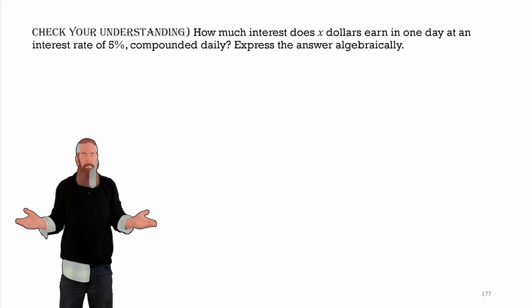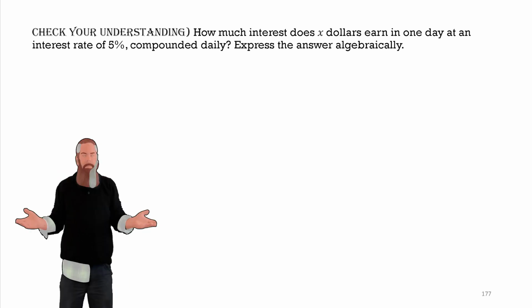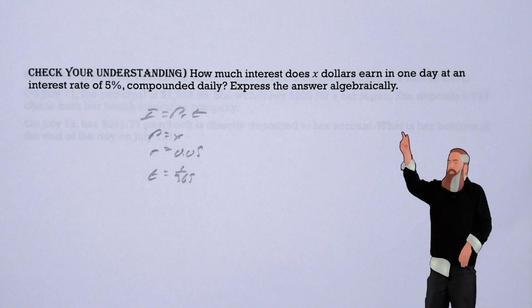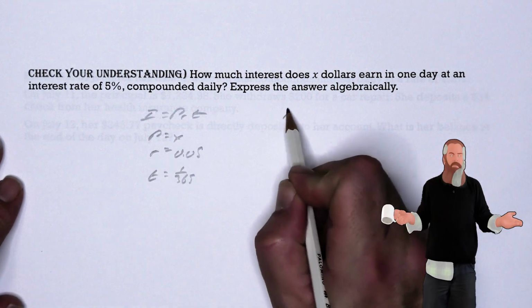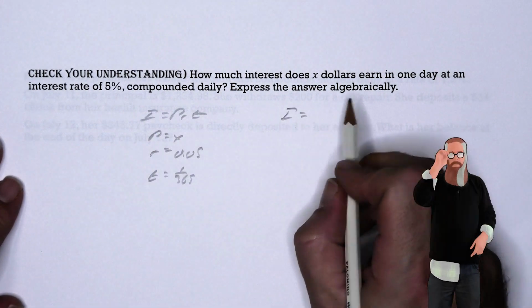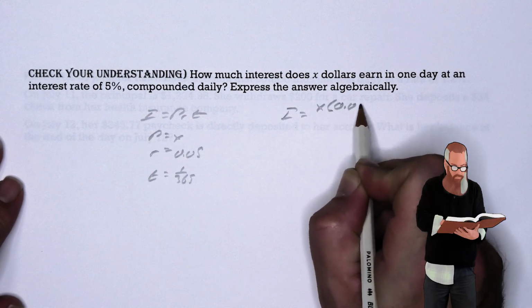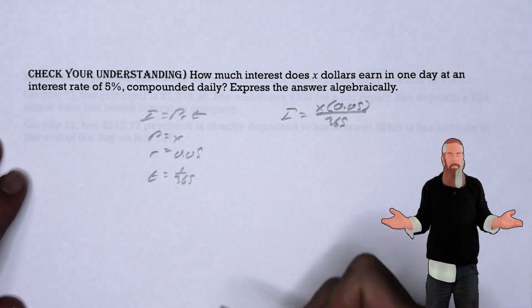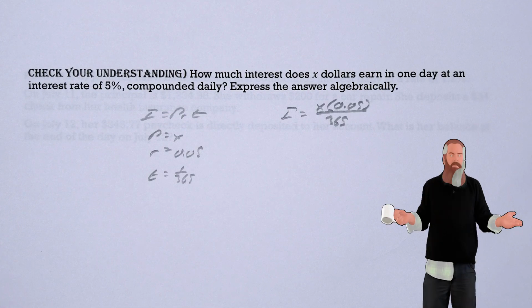Let's check our understanding of this and see how much interest does X dollars earn in one day at an interest rate of 5% compound daily, and we're going to express this answer algebraically. So we set up our simple interest formula of I is equal to PRT, and we simply substitute in some values. Now, X is our P. We don't know that. The rate is 0.05, and we can divide this by 365, or the way I wrote it last time, we can multiply it by 1 over 365.